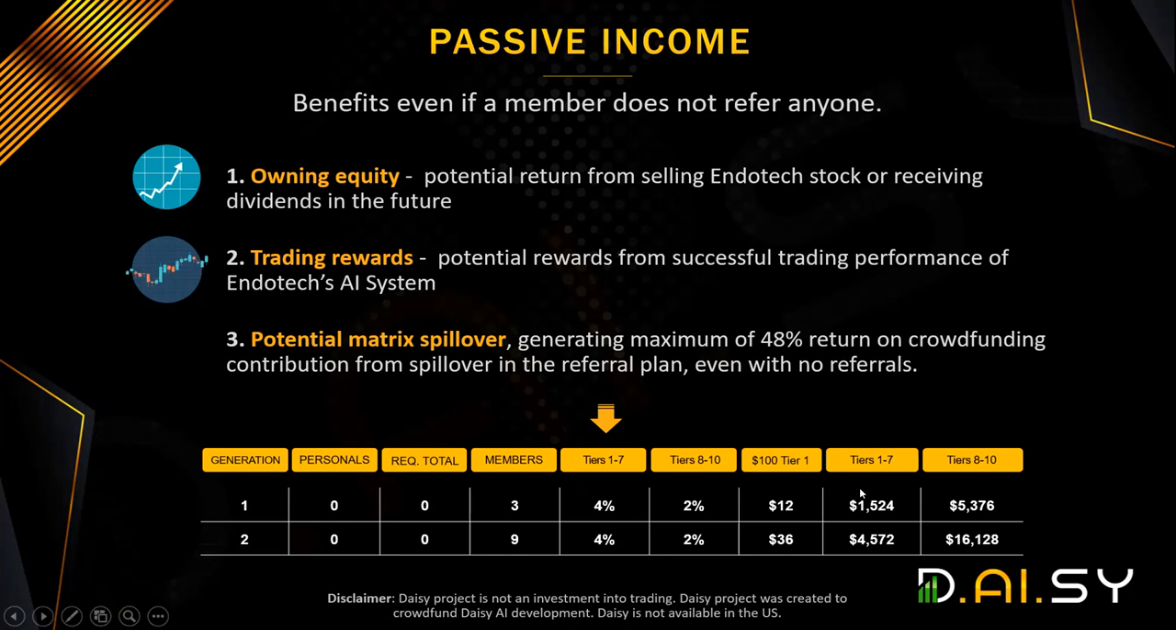So if, let's say, you buy tier 1 to 7, and then all the people that fall on your matrix buy tier 1 to 7, in your first generation it's going to generate 1,524. If those people fall on your second generation, nine of them, it's going to generate 4,572. If you purchase tier 8 to 10, and all the people falling inside your matrix in generation one also bought tier 8 to 10, it's going to generate an additional 5,376. If the nine people falling under your matrix also purchase tier 8 to 10, it's going to generate 16,126.